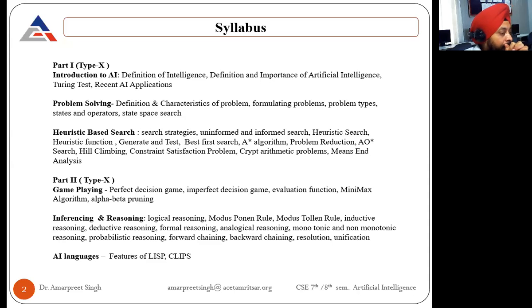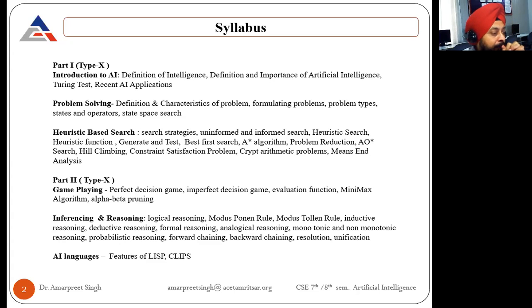The second chapter of unit 2 is inferencing and reasoning. It is one of the characteristics of AI technology, that it can infer and reason out, and it is a concept of the human being itself. From the given facts we can infer new facts, and we can reason out the cause of a particular statement or incident that has happened.